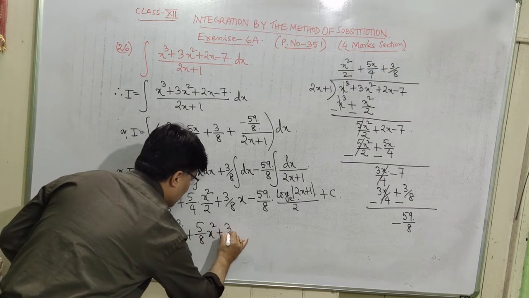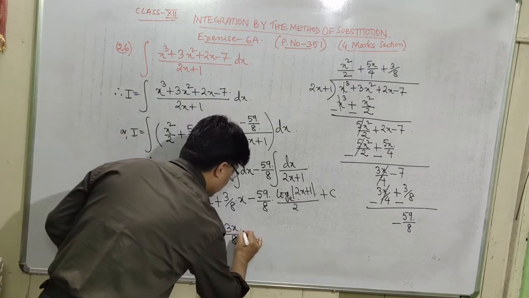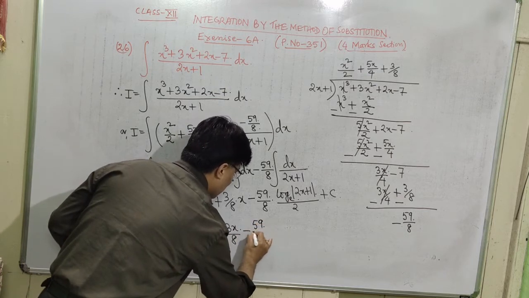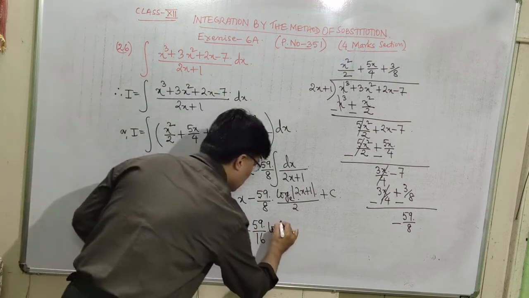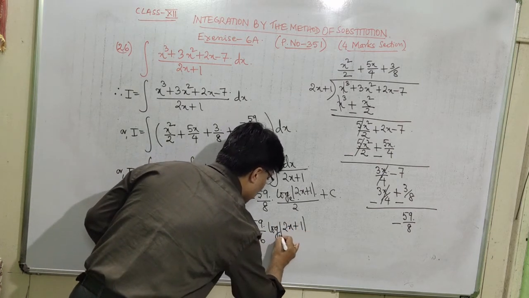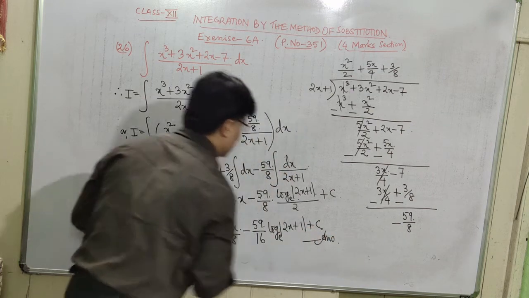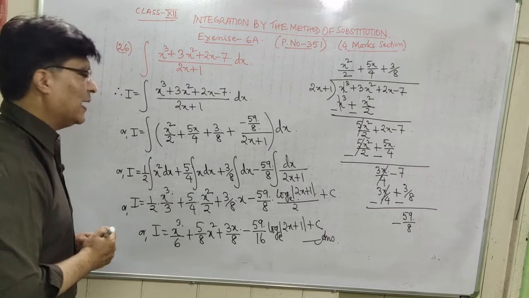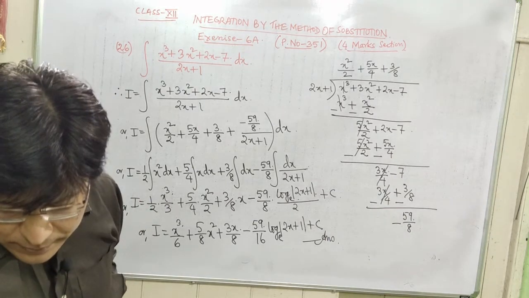Okay. So now I is equal to x cube by 6 plus 5 by 8 x square plus 3x upon 8 minus 59 by 8 2s are 16, log within mod, 2x plus 1, the base is e, then it is plus c. So this is the final answer. So you can copy it. Now we will do the next question.